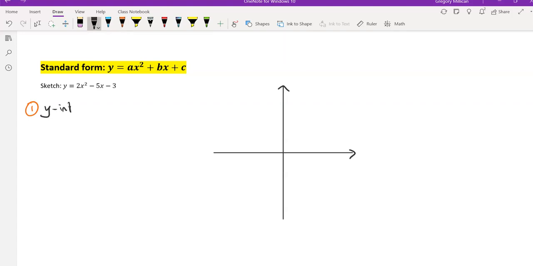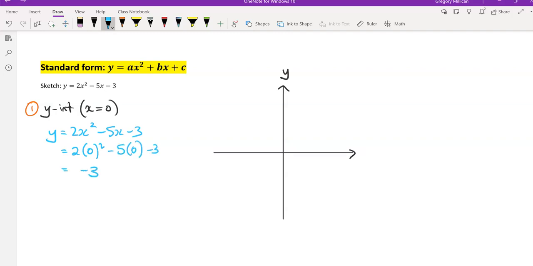We do the y-intercept first, basically because it's the easiest. And we know on the y-axis that x is equal to 0. Nothing new there. That's exactly the same as the process we followed for linear functions. So if we're going to graph this function, determine the y-intercept, if our function is y equals 2x squared minus 5x minus 3, we let x equal 0. So we're going to go 2 lots of 0 squared minus 5 lots of 0 minus 3, and we get minus 3. So our y-intercept is negative 3.